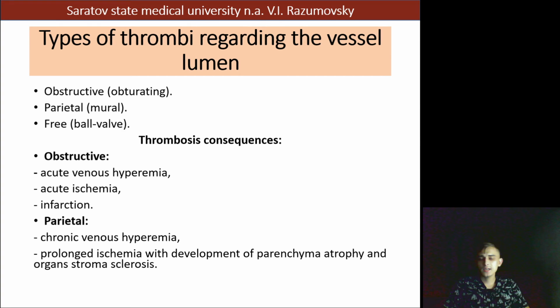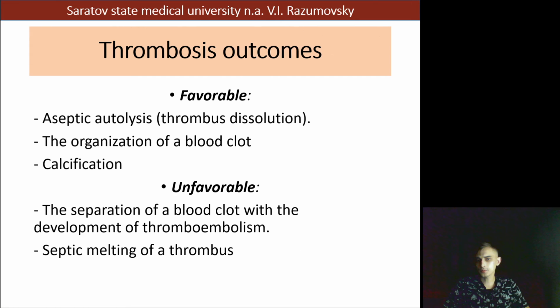Outcomes of thrombus may be favorable and unfavorable. Favorable outcomes include aseptic autolysis, the organization of the blood clot, and calcification of it. Unfavorable ones are the separation of the blood clot with the development of thromboembolism and septic melting of a thrombus.